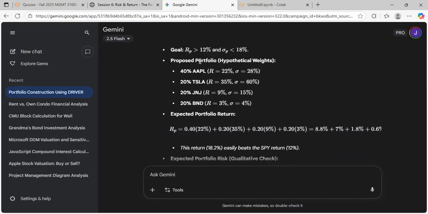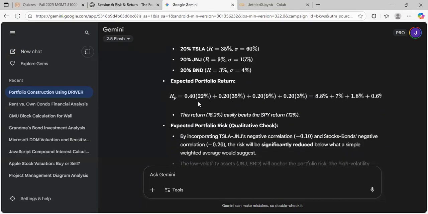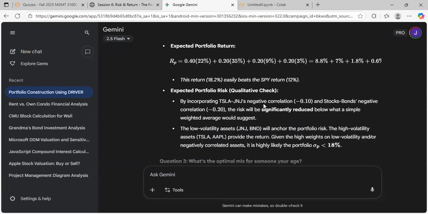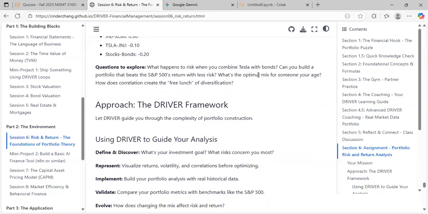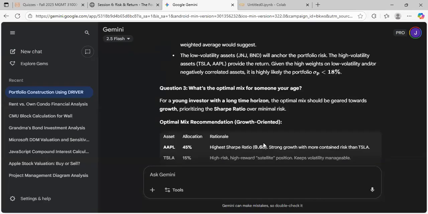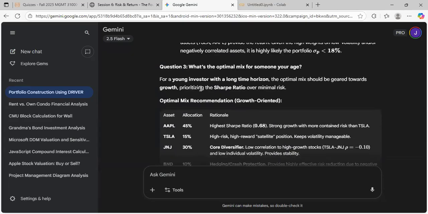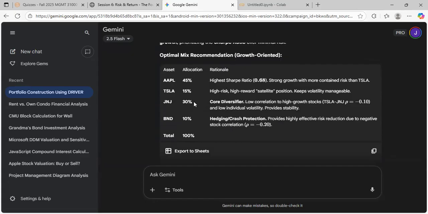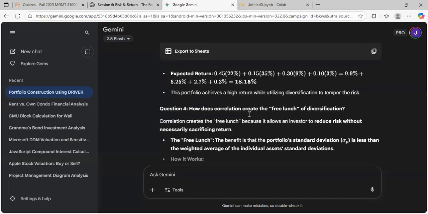Here's the goal. Here are all the proposed portfolio weights, I should say, and here's the expected portfolio return. You get a return of 18.2%, which easily beats the SPY return of 12%. And then the third question is, what's the optimal mix for someone my age? For a young investor with a long time horizon, it should be geared towards growth, which prioritizes the Sharpe ratio over minimal risk. Here's a table for asset allocation and rationale, and you can see the expected return, which is 18.15%.